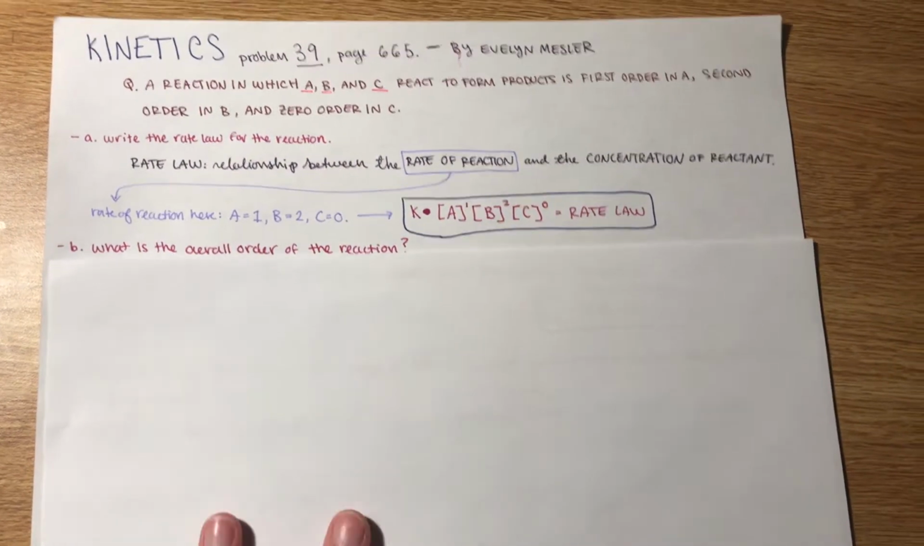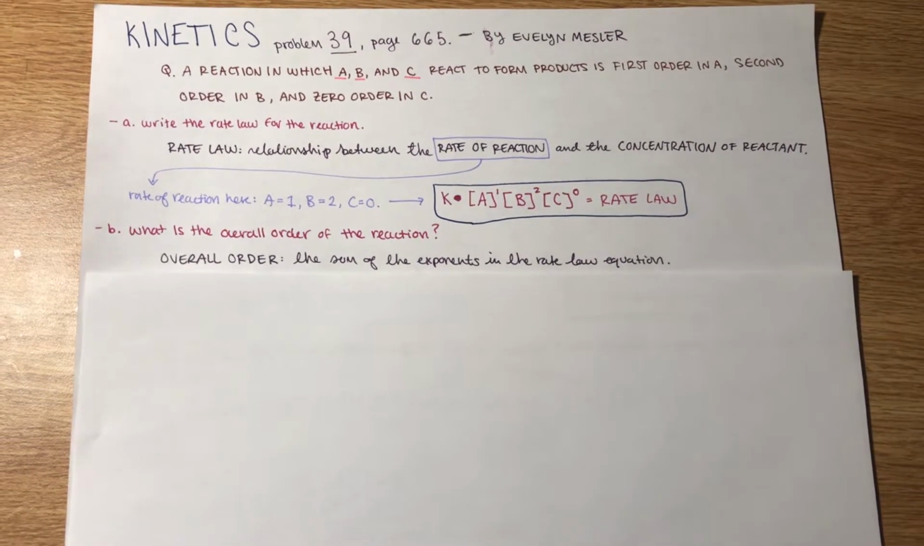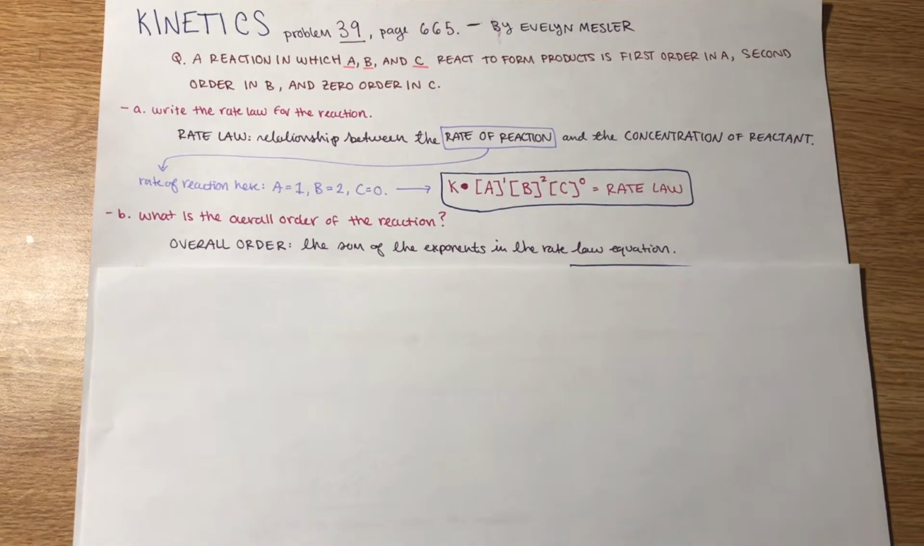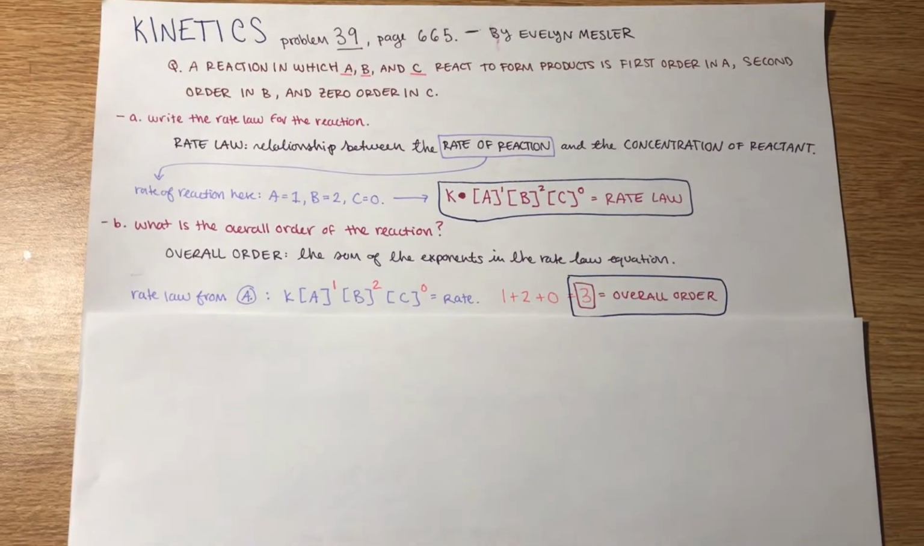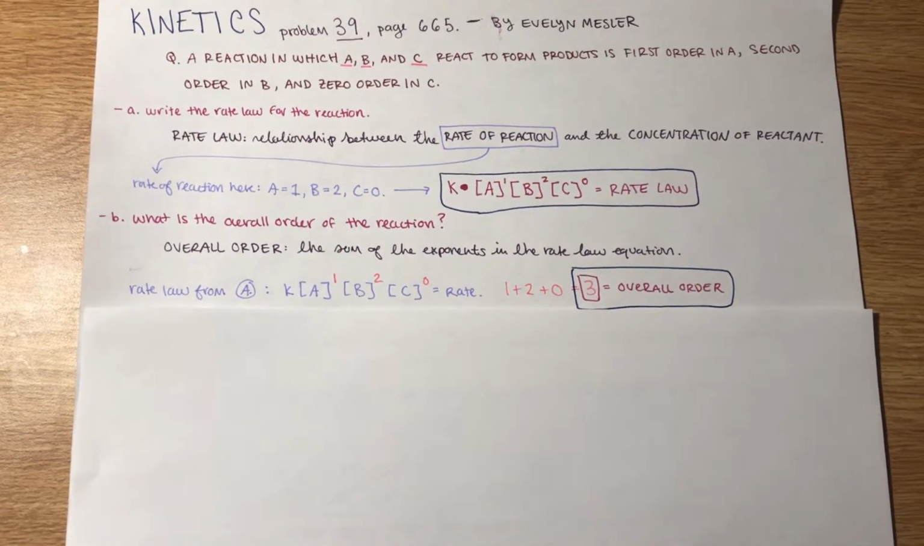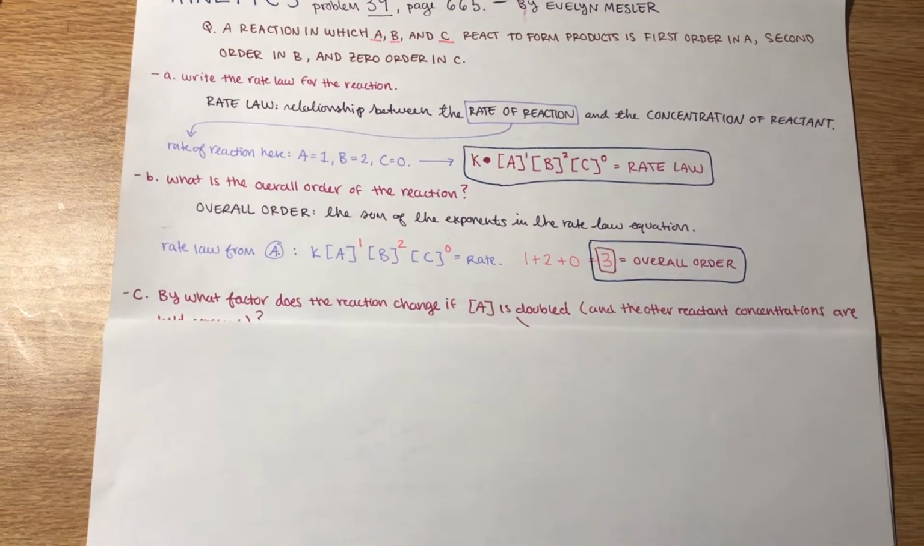B, what is the overall order of the reaction? The overall order of any reaction is the sum of the exponents in the rate law equation. So here you take your exponents from part A, 1, 2, and 0, add them up, you get 3. That's your overall order.